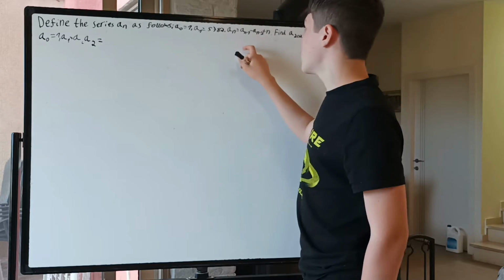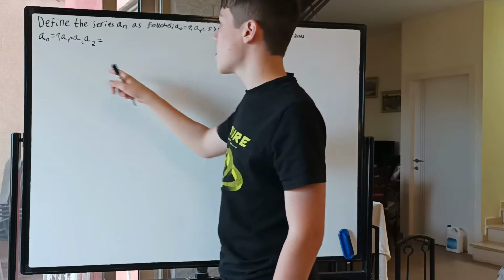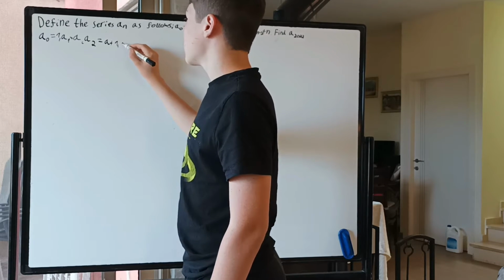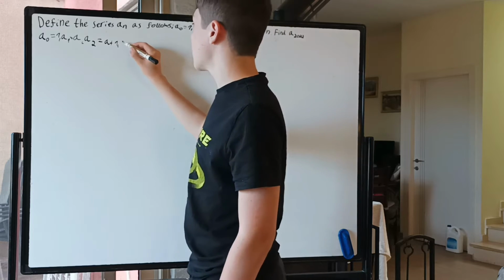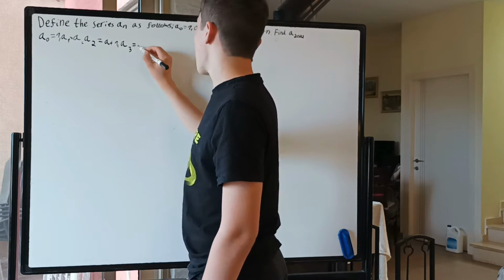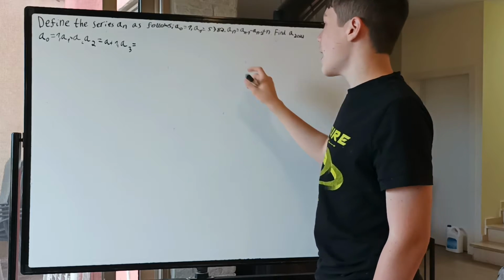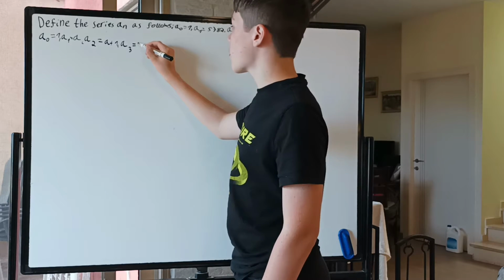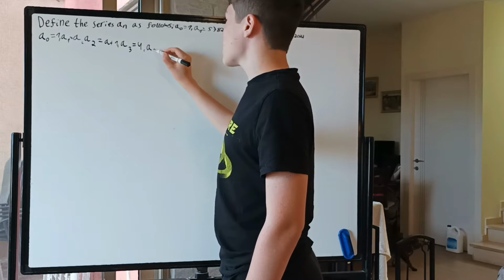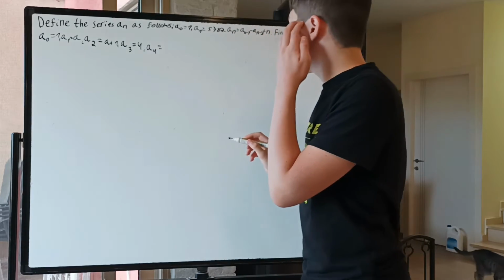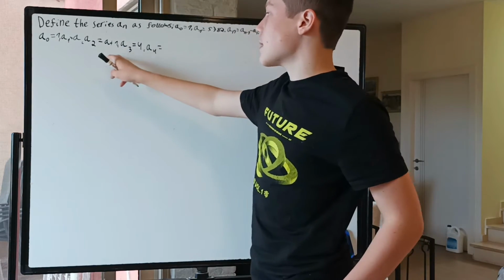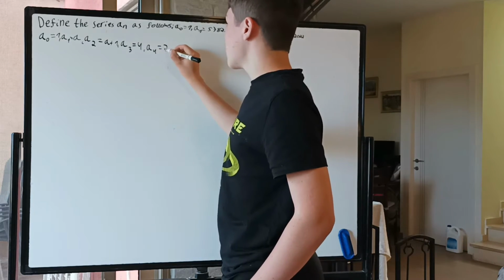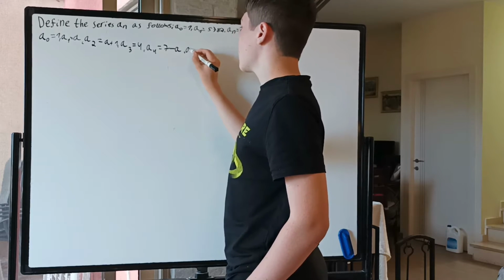So A_2 is equal to A_1 minus A_0 plus 2. So it's A minus 1 plus 2, so it's A plus 1. And A_3 now is A_2 minus A_1, which is exactly 1, plus 3, which makes it 4. Next, A_4 is equal to 4 minus A minus 1, plus 4, so that's 3 minus A plus 4, and so that's 7 minus A.